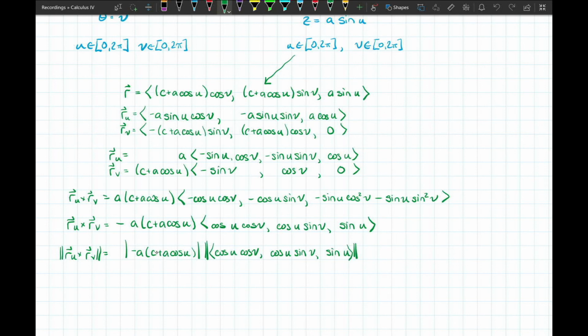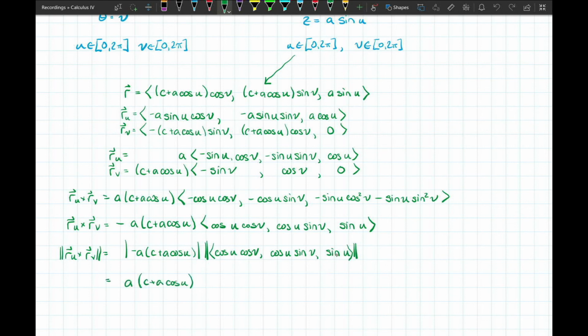And we also know that c is larger than a, so c plus a cosine u is always going to be positive. A cosine u will go from negative a to positive a, but adding that to c will always give us a positive value. So right off the bat, that absolute value simply just gets rid of that negative sign.